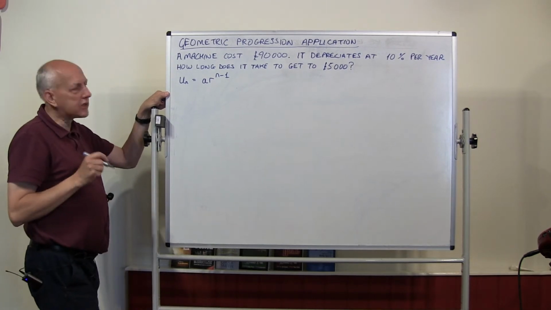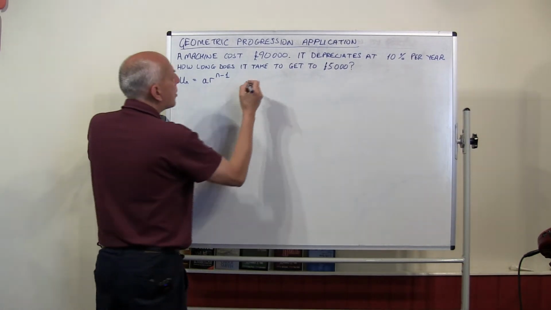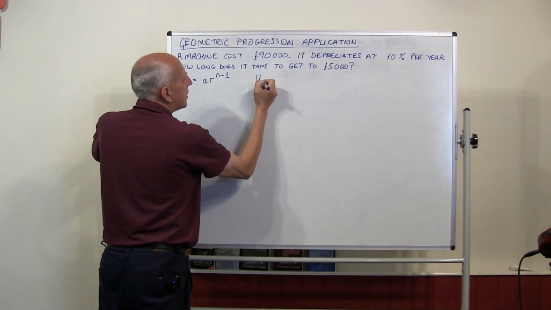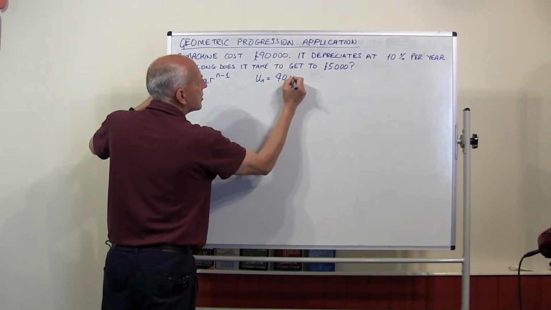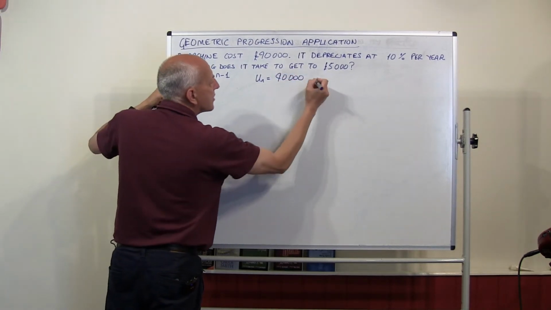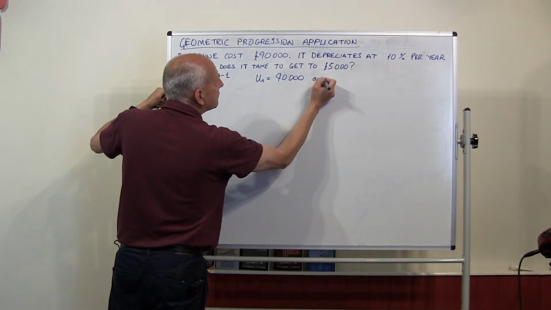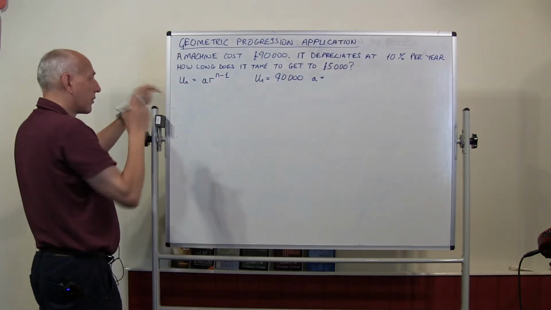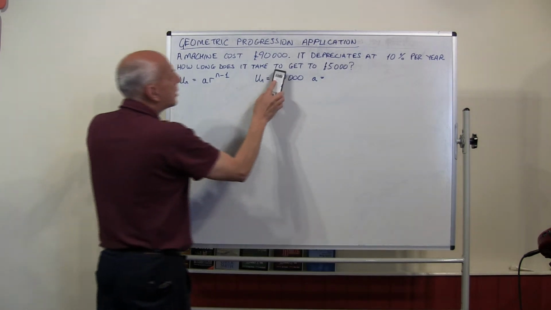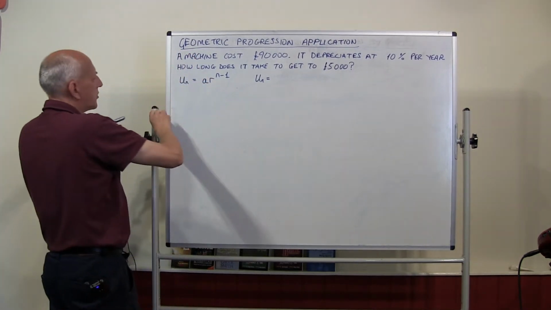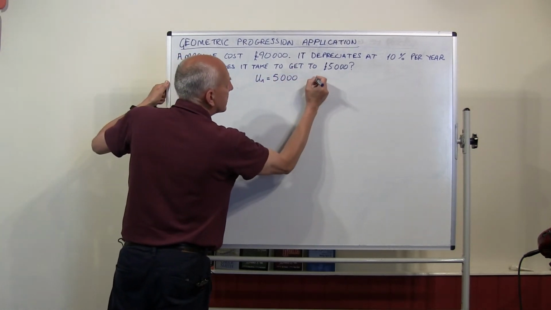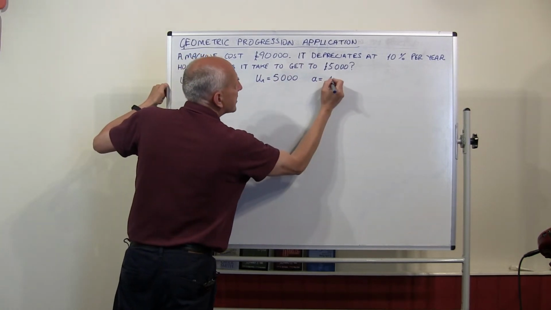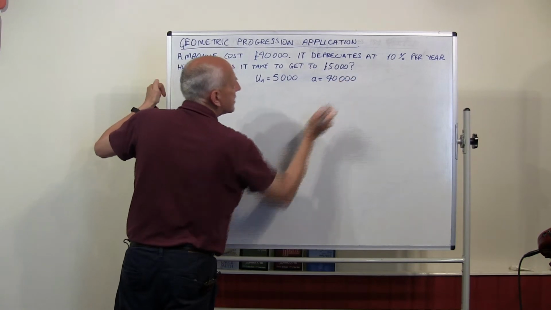As always with these things, the place to start is what do we know? Well, we know the finishing place, U_n. We don't know that n, but the finishing place is 90,000. Sorry, I've got that the wrong way around. So we're going to end at 5,000. The starting point, A, is 90,000, 90k.